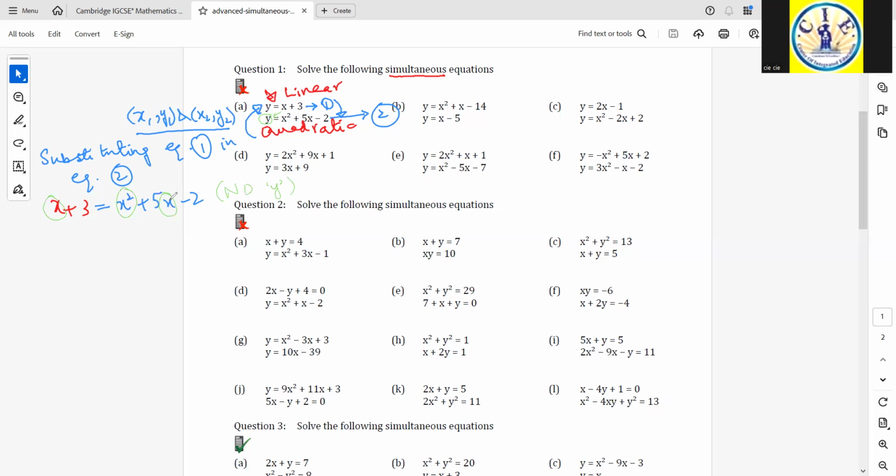So we just need to solve this quadratic equation in x by either of the methods. Either we can apply the factorization method, or completing the square, or we can apply the quadratic formula. And this will give us two values of the variable x, x1 and x2.